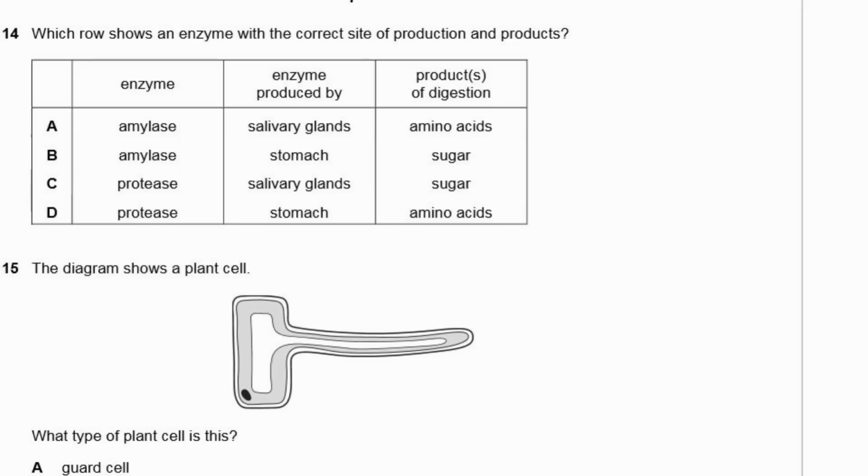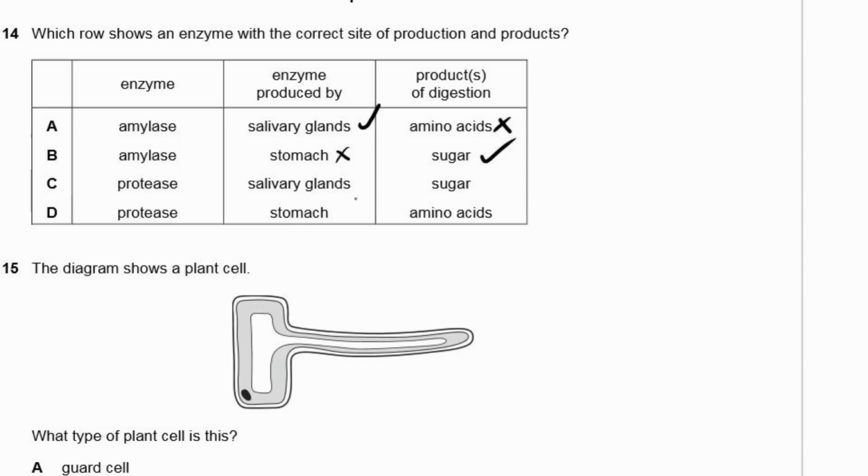Question 14. Which row shows an enzyme with the correct site of production and products? Okay, amylase. Is amylase in the salivary glands? Yes, that looks good. But the products, amino acid? No, they produce sugars. Amino acids are from proteins. Amylase in the stomach? Nope, it's in the small intestine and the salivary glands. And does it break down into sugar? Yes. So it's not B, it's not A.